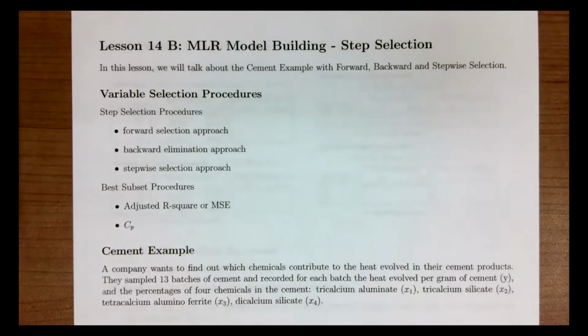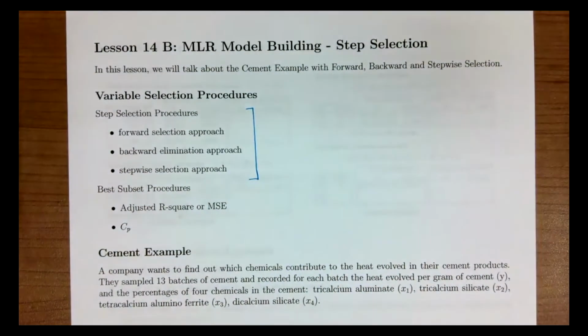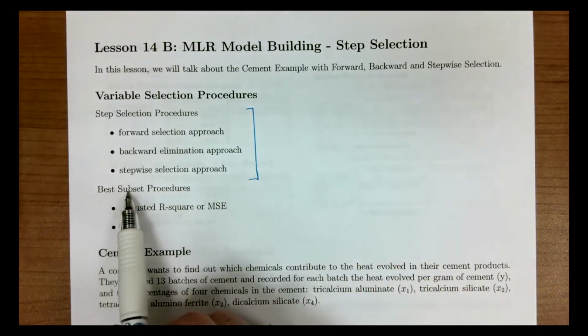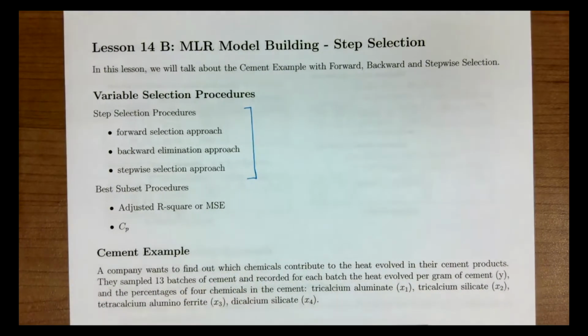In this lesson, we are going to continue our discussion about variable selection in terms of looking at the step selection procedures. These procedures were more popular years ago when we didn't have the computational power to look at all the subsets and then choose the best one based on certain statistics.